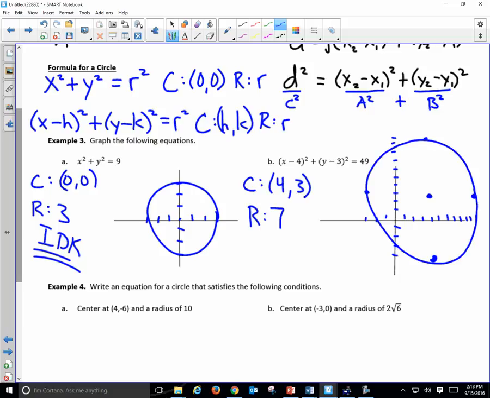So you just want to do your best to kind of construct it. Obviously, it's a horrible circle, but we're not going to have any competitions here. We're just going to do our best.